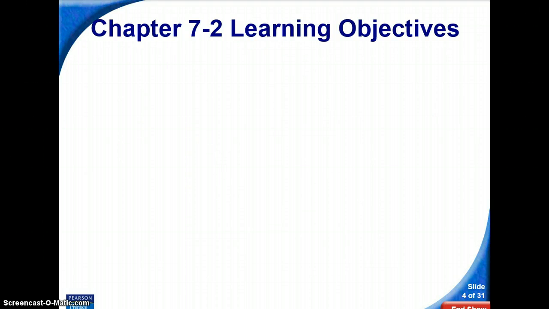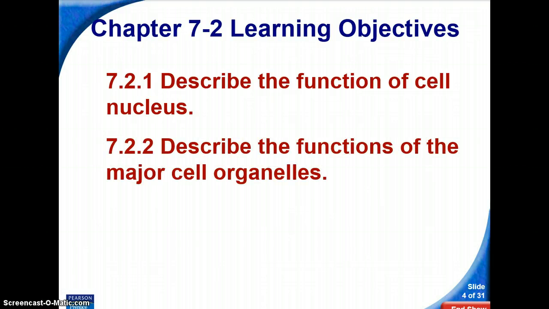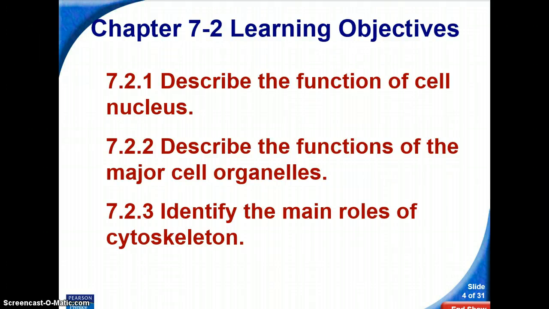So for Section 7.2, the learning objectives we're going to go over will be: describe the function of the cell nucleus, describe the function of the major cell organelles, and also identify the main roles of the cytoskeleton.